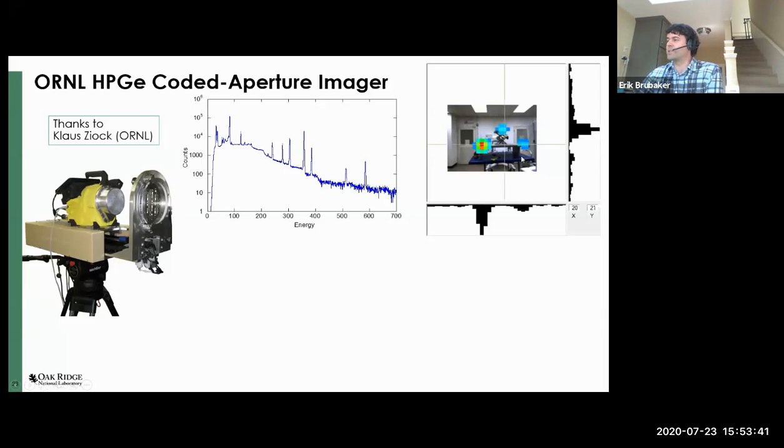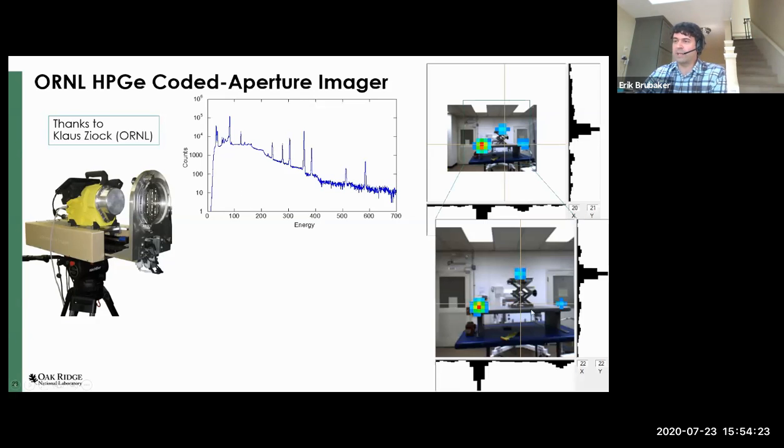And so what we'll see here is a measurement where there were 3 sources present in a scene. We're seeing a camera view of the room with the reconstructed image overlaid on it, and you clearly see the 3 sources. This is the spectrum as measured by the high purity germanium, integrated across the whole image. And one of the fun things you can do with a gamma coded aperture imager like this is restrict to just one point in the reconstructed image and ask what's the spectrum, or vice versa, restrict to just one part of the spectrum and ask what's the reconstructed image.